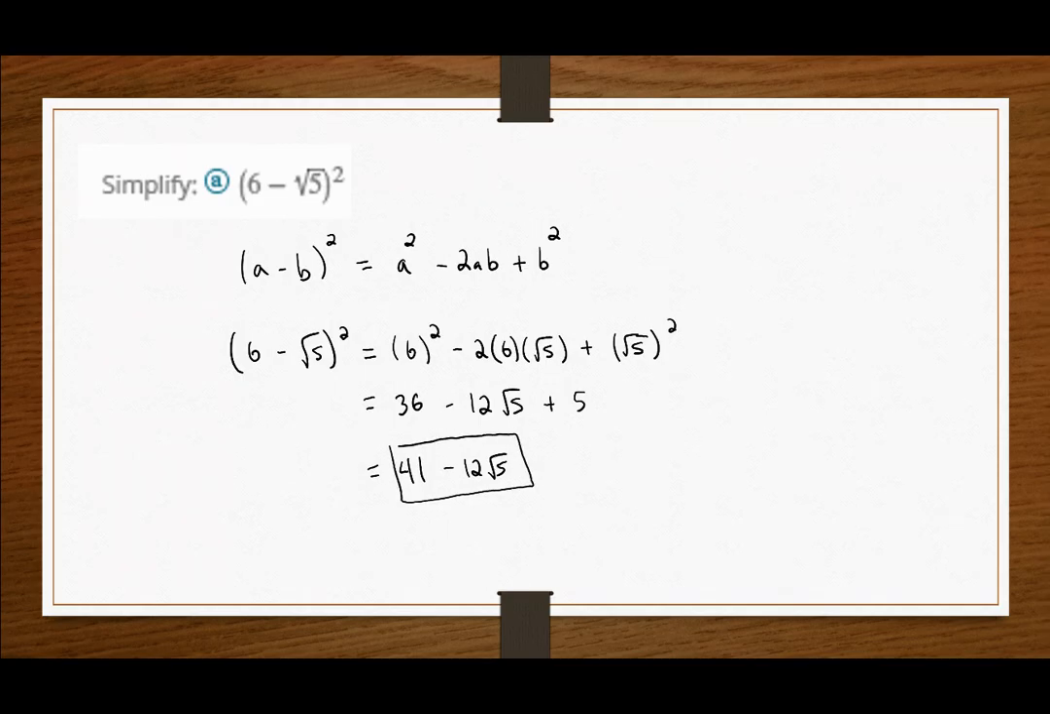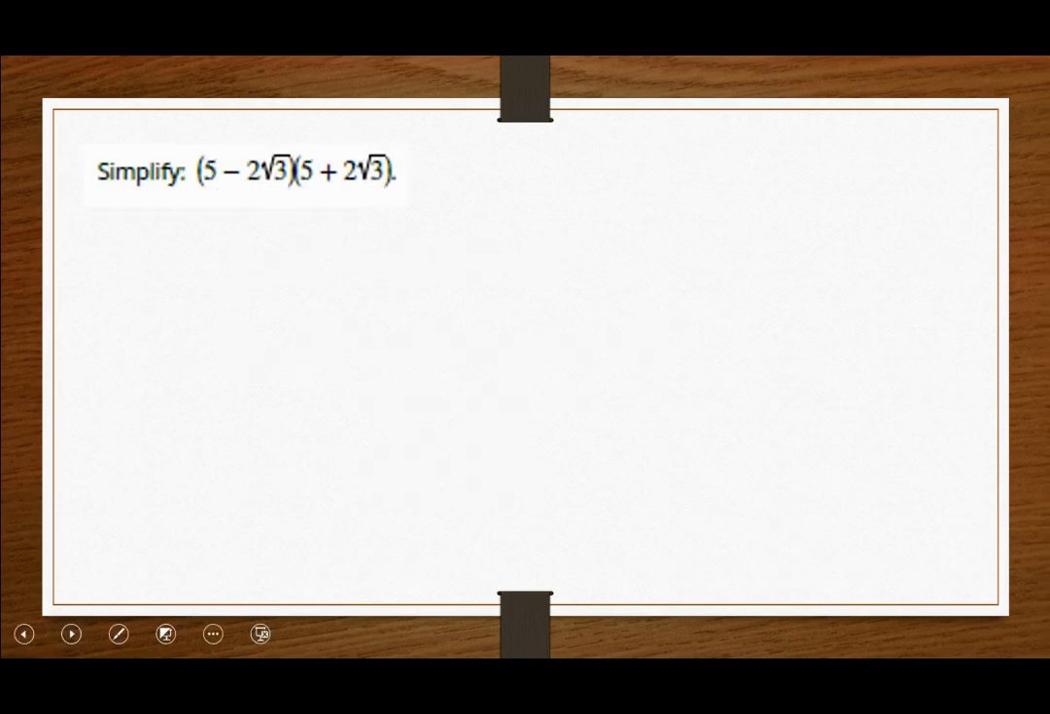One last special product here to show. In this case, we have a product of conjugates. Remember, conjugates use the same terms. The only difference is the sign between them. So they come in the form a plus b times a minus b. And the solution is always a difference of squares.